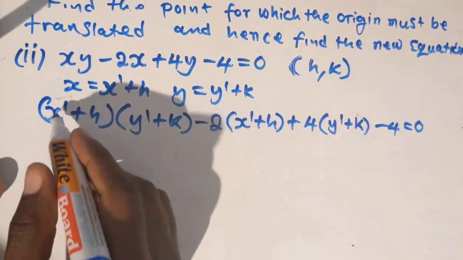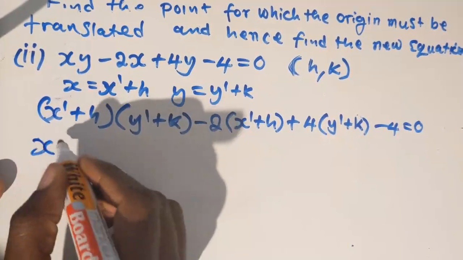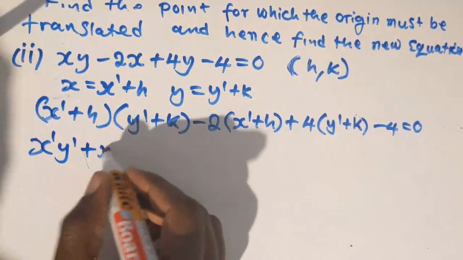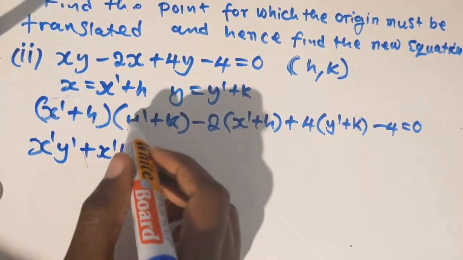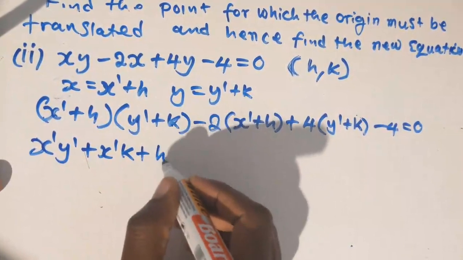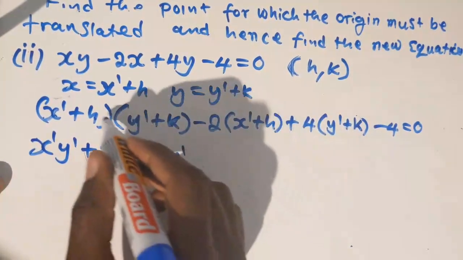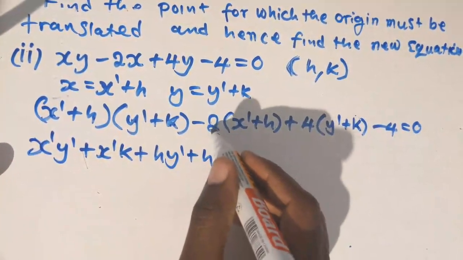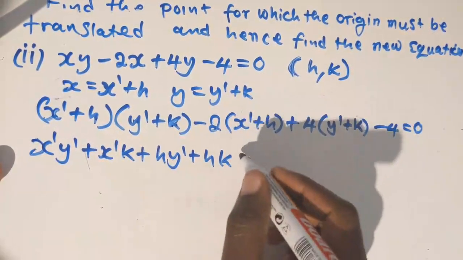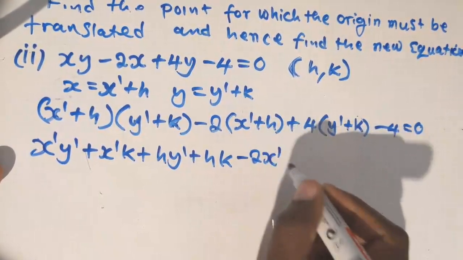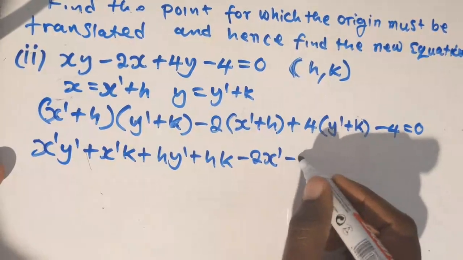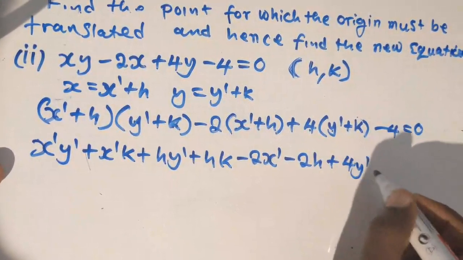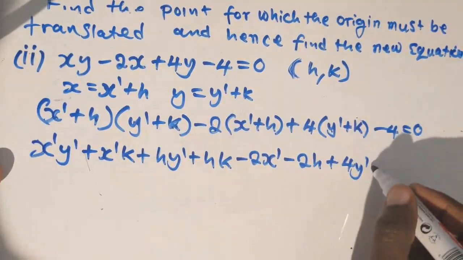So here we are going to say x times x, that's going to be x prime y prime. x prime times k is x prime k, y prime times h is h y prime, h times k is hk. Then negative 2 times that is negative 2x prime, then negative 2h, and 4 times y prime is positive 4y prime, 4 times k is 4k.